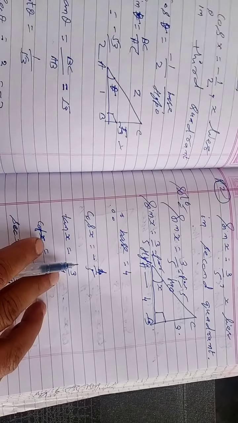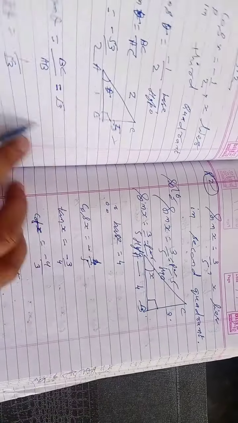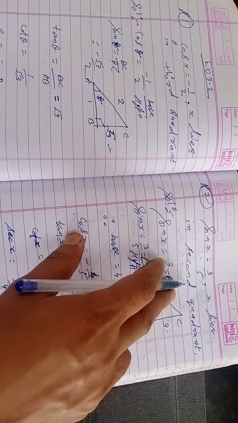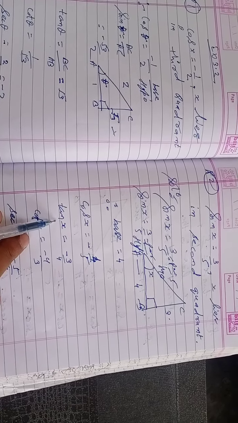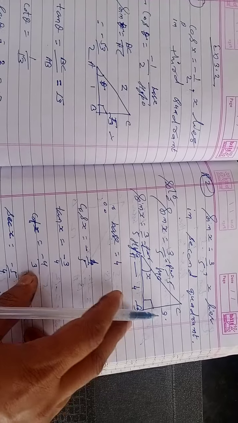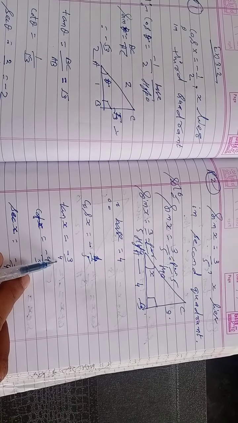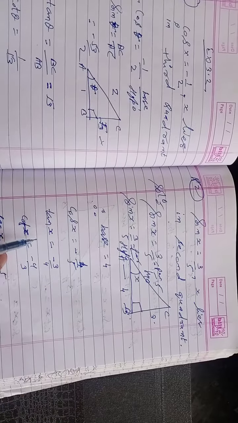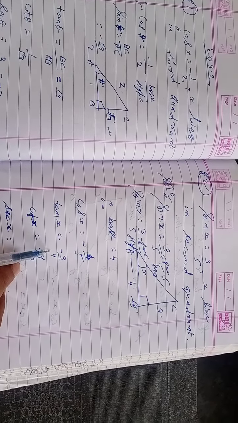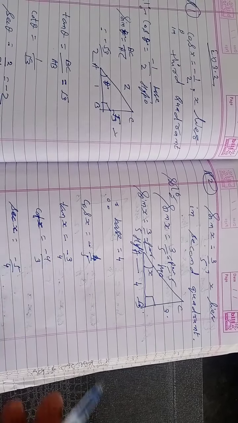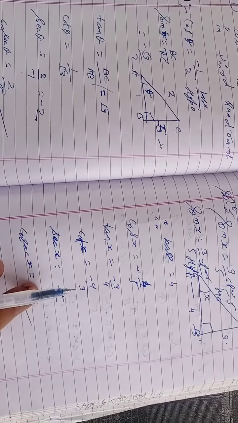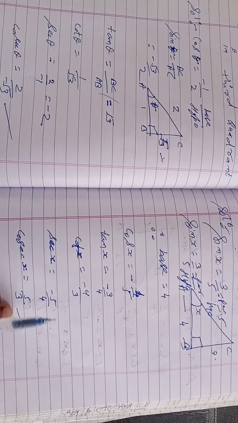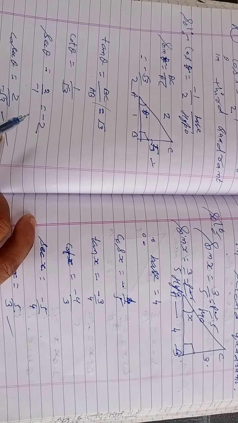Now we will find cos x. Cos x is always base upon hypotenuse, so 4 upon 5, and the quadrant is second, and in the second quadrant cos theta is negative, so it will be minus 4 upon 5. Tan theta is perpendicular upon base, so it will come minus 3 upon 4, because in the second quadrant we discussed in our class what the rule is. Cot is the inverse of tan, so it will be minus 4 upon 3, and sec is minus 5 upon 4, and cosec is the inverse of sine, so it is 5 upon 3.